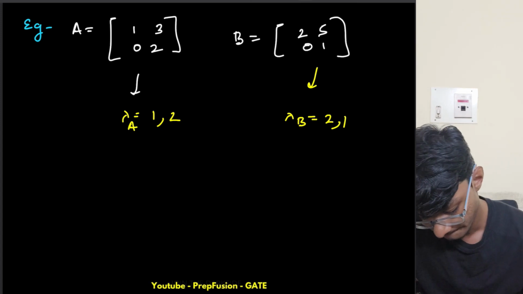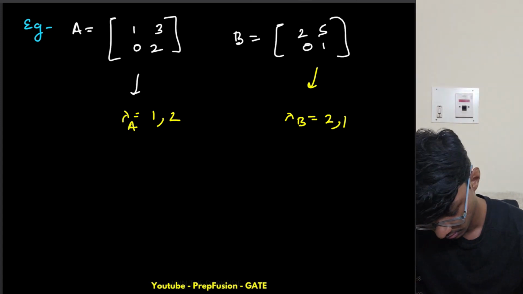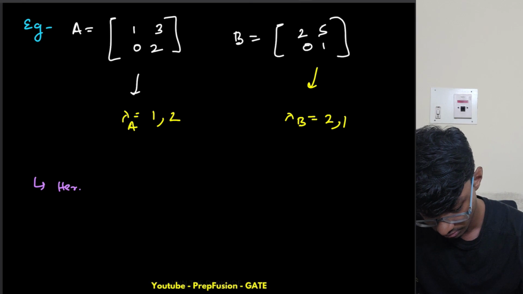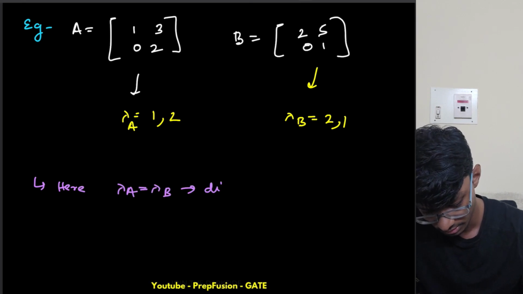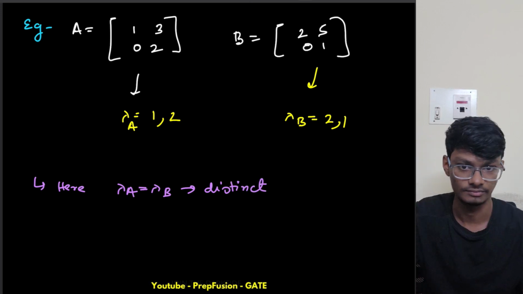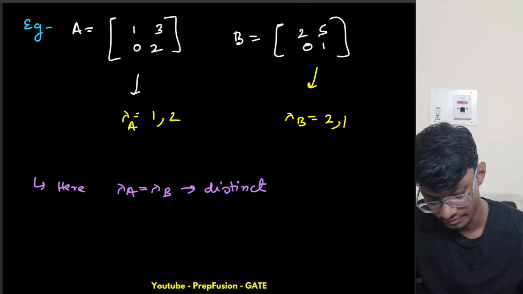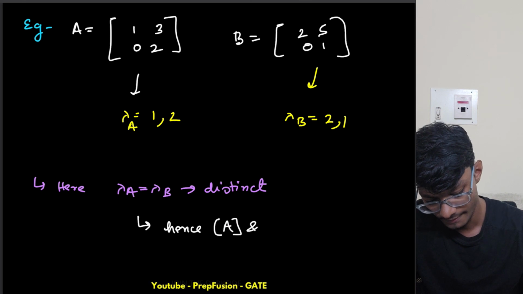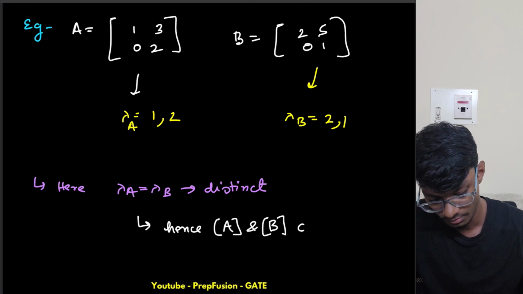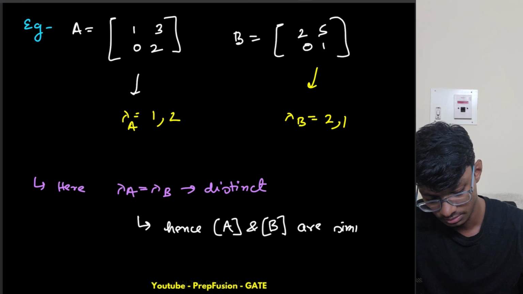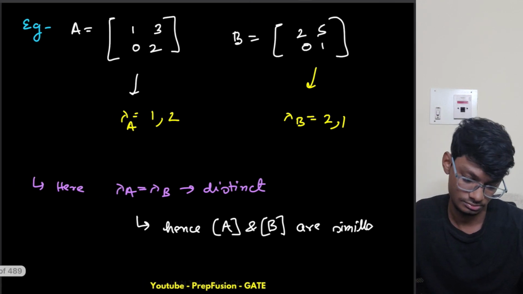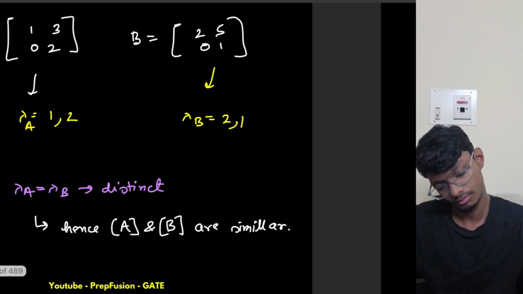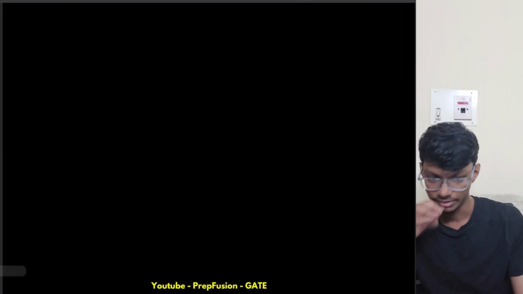So here lambda A equals lambda B and they are distinct. If they are distinct, you don't need to check anything. They will be similar. If the eigenvalues are distinct, then the matrices will be similar. Hence A and B are similar.